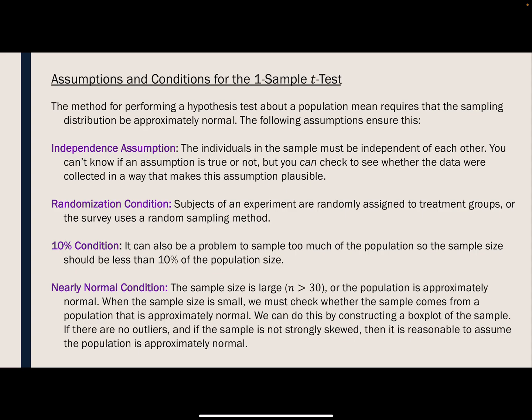The assumptions and conditions for a t-test are the same as they were for a 1 proportion z interval. So again, you have those 3 core assumptions and conditions, but because we're talking about means, we talk about the nearly normal condition instead of that success-failure condition. And as long as we have a sample size greater than 30, we've met this condition. But if we have a smaller sample size, we do want to check that we don't have any outliers or extreme skew.